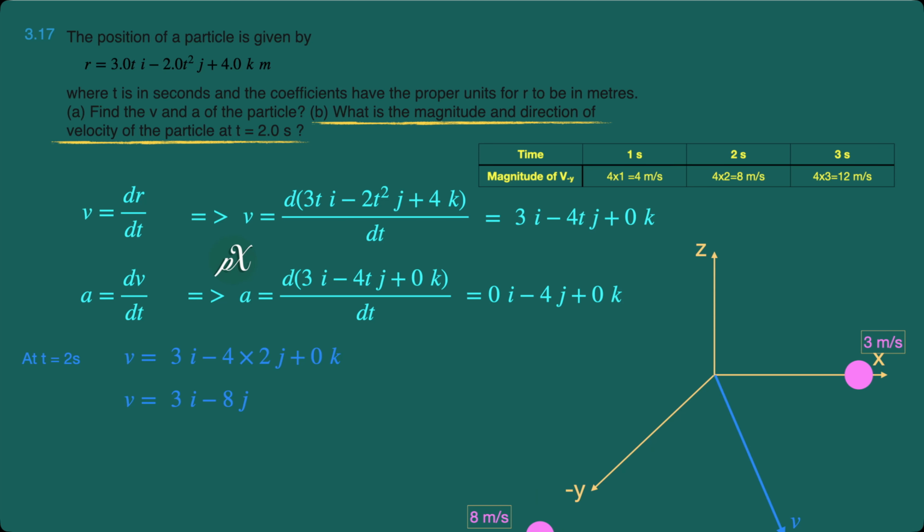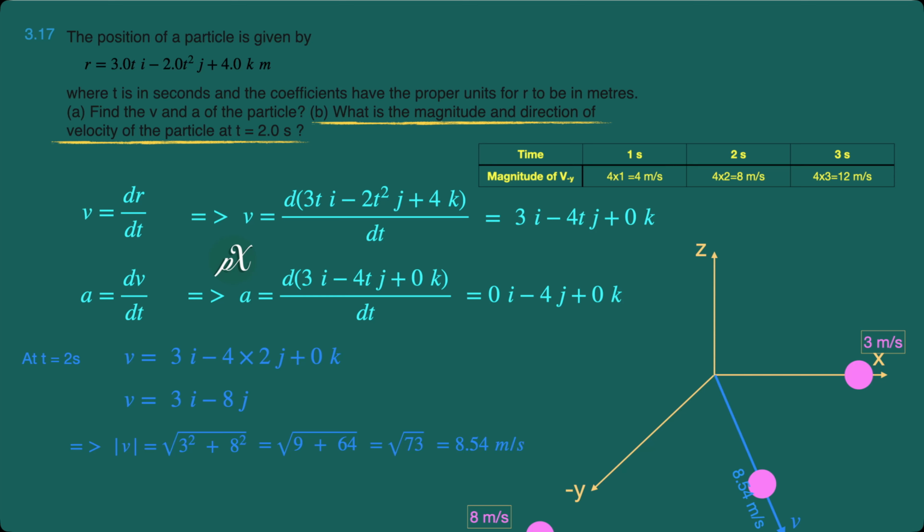Now let's calculate the magnitude of this velocity. Using the magnitude formula, the speed becomes the square root of 3 squared plus 8 squared. This is equal to the square root of 9 plus 64, or the square root of 73. Hence, the magnitude of the velocity is 8.54 meters per second.